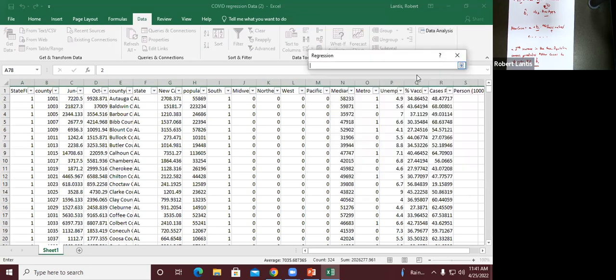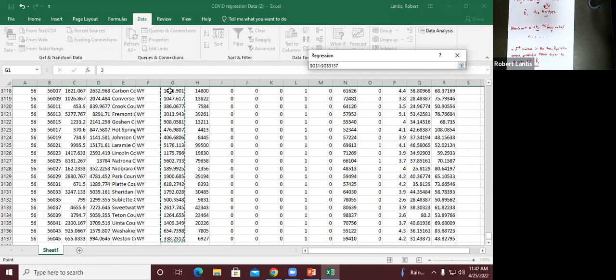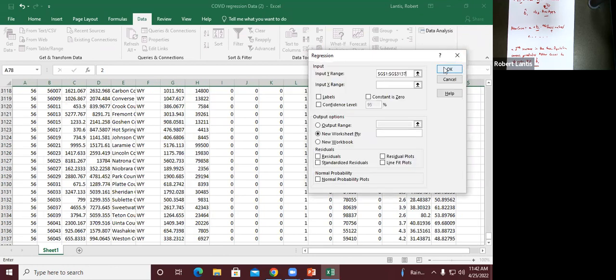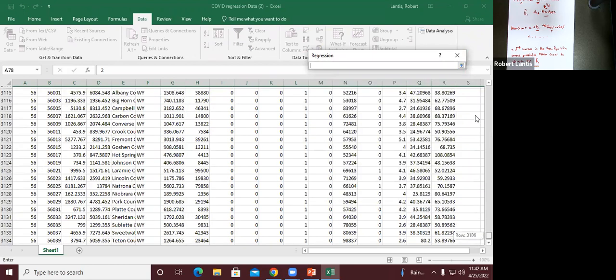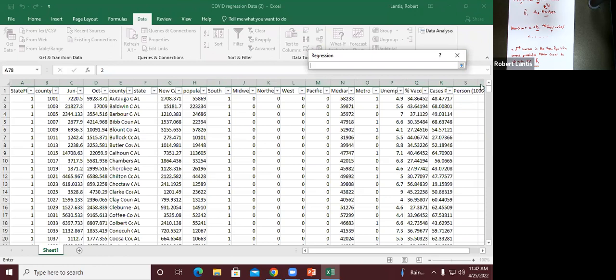My Y variable we said was the number of new cases. So I'm just going to press Control Shift, or Command Shift on a Mac, and hit the down arrow. That should select the number of new cases variable for me as my Y variable. And then I go to my X variables. I can scroll up to the top and then select those.